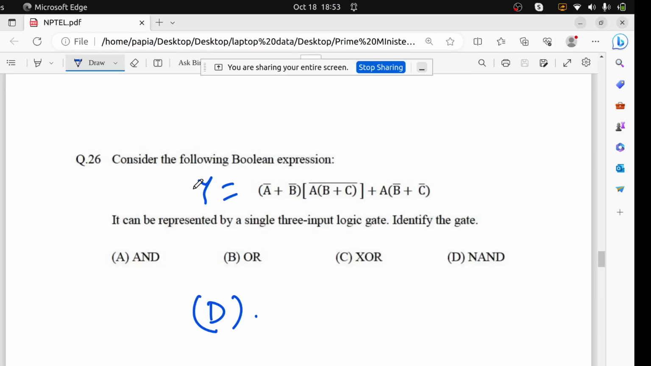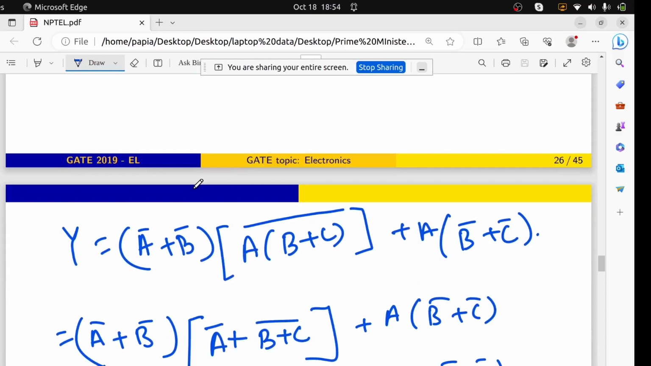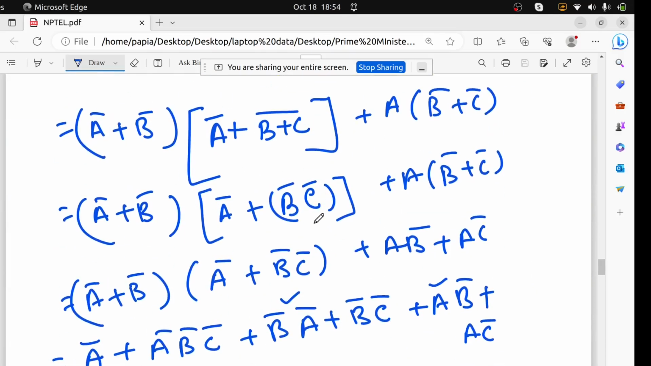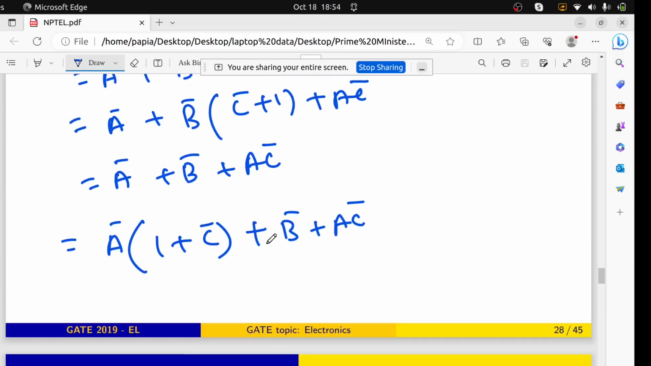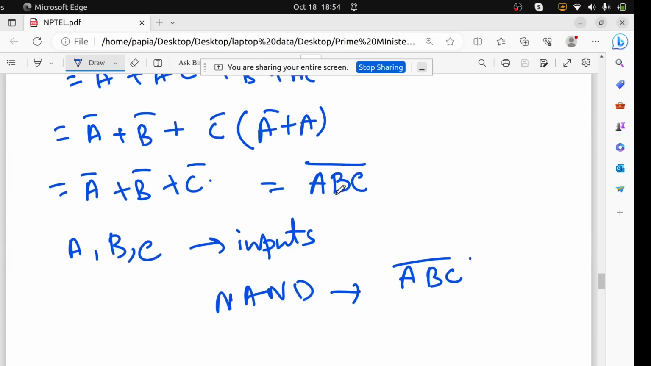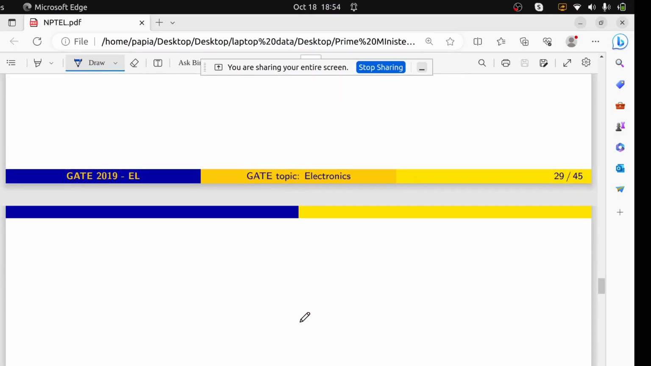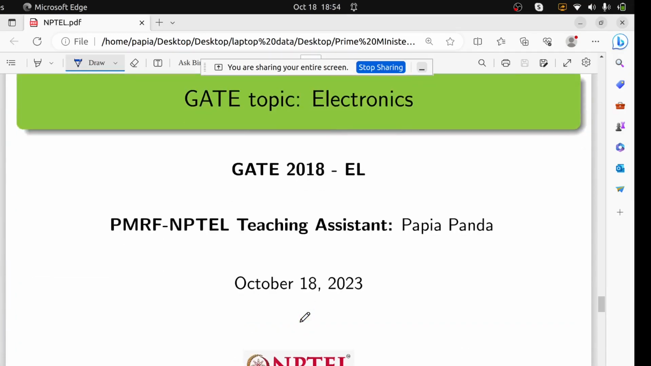So consider the following Boolean expression. It can be represented by a single 3 input logic gate. Identify the gate, and the gate is NAND gate, and the Boolean expression is (a bar plus b bar) whole into (a into (b plus c)) whole bar plus a into (b bar plus c bar). We have just written that one and simplified that one, and we got the answer as (a b c) whole bar, and (a b c) whole bar means it is a NAND gate.